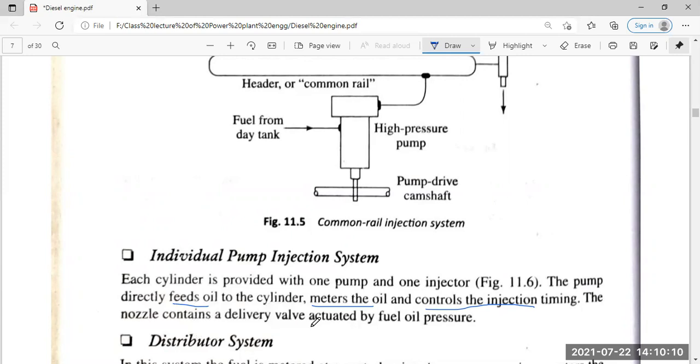According to the oil pressure maintained inside, this delivery valve is opened and closed. When the pressure is high, it is closed. After maximum burning, the pressure becomes less and the valve opens and injects fresh oil, which is atomized and mixes inside the air itself.